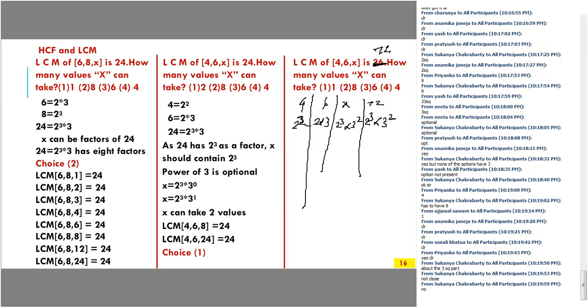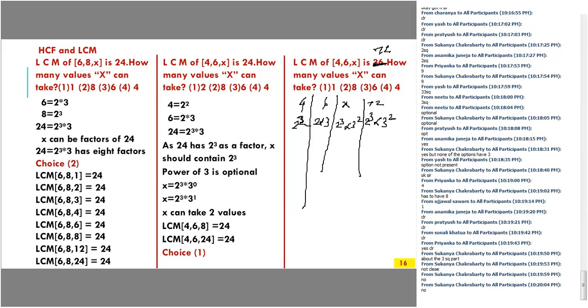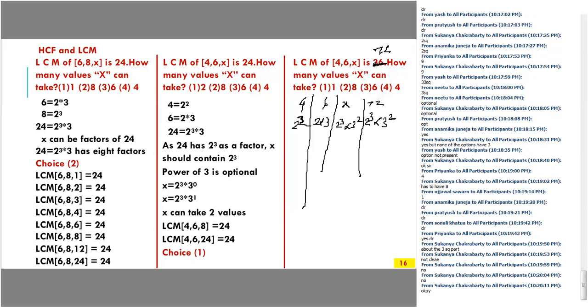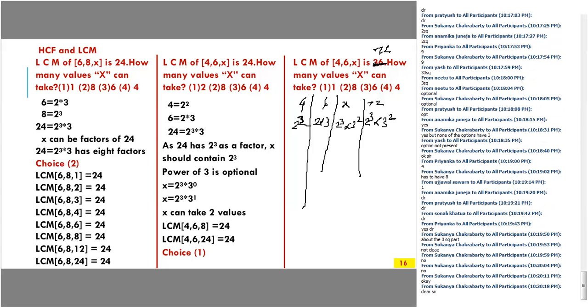Is 3 square present in 4? Sukanya, is 3 square present in 4? Is it present in 6? So therefore, X should contain 2 cubed and 3 square or not? That's only one number possible or not? Is it clear or not? I think by mistake I gave 36, it should be 72.